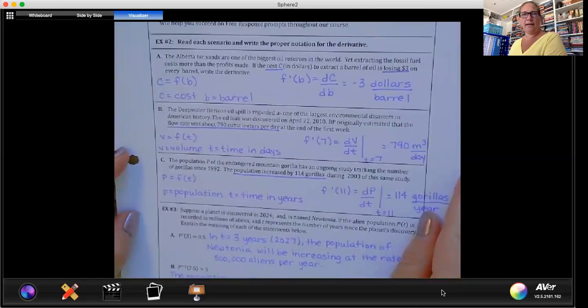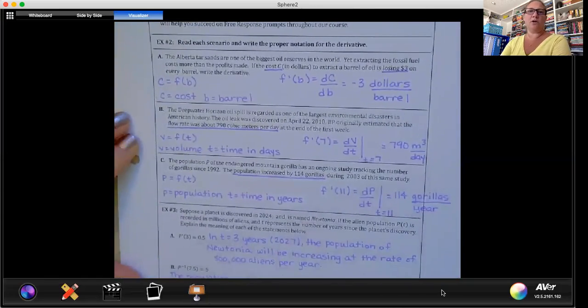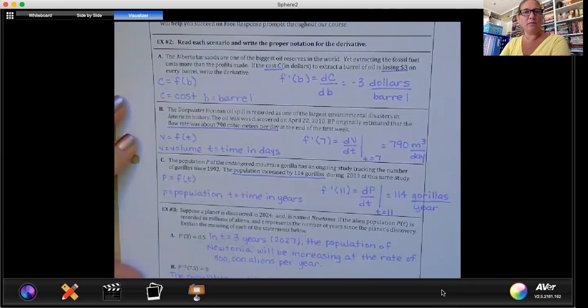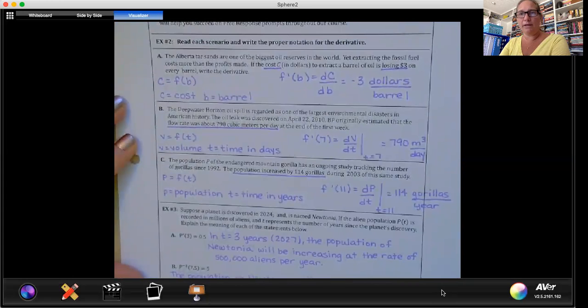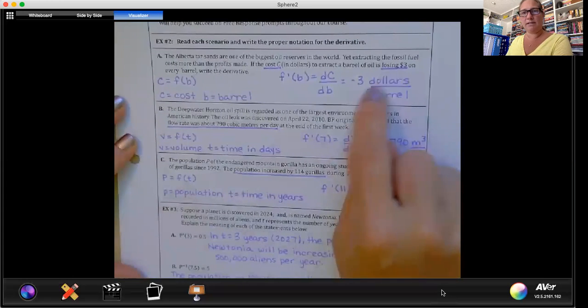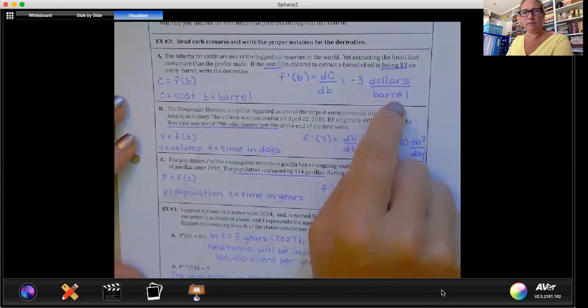Example 2A. The Alberta tar sands are one of the biggest oil reserves in the world, yet extracting the fossil fuel costs more than the profits made. If the cost C in dollars to extract a barrel of oil is losing $3 on every barrel, write the derivative. So we know that the rate is -$3 per barrel.